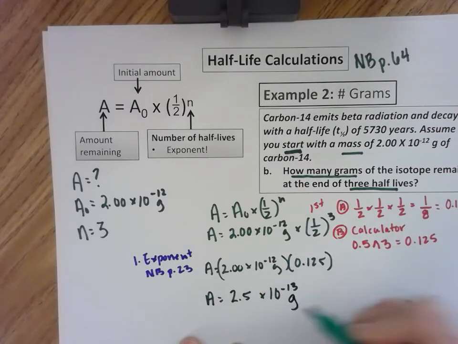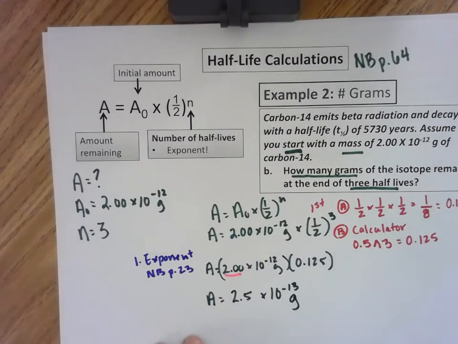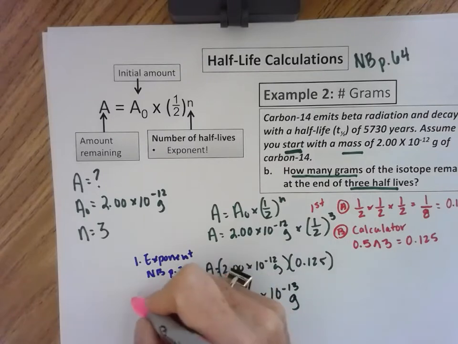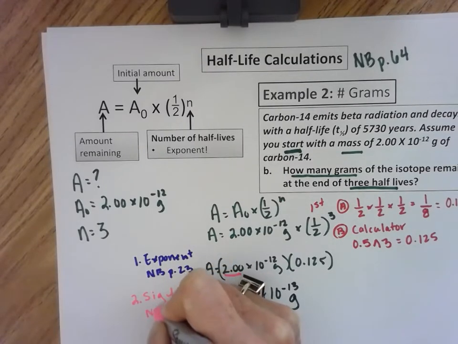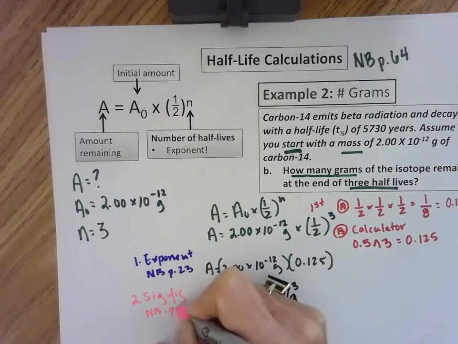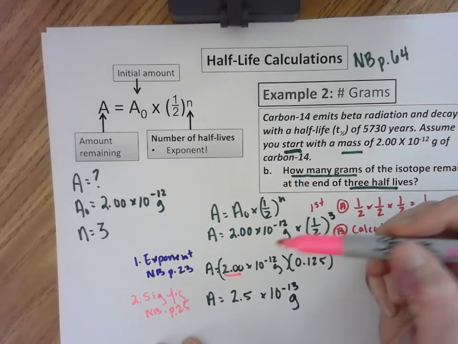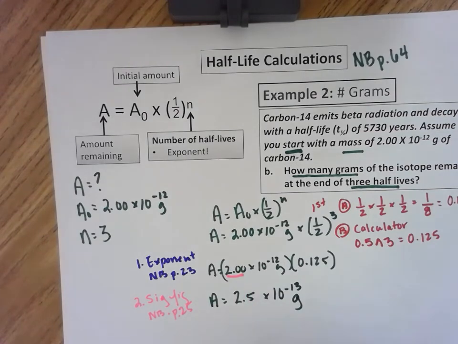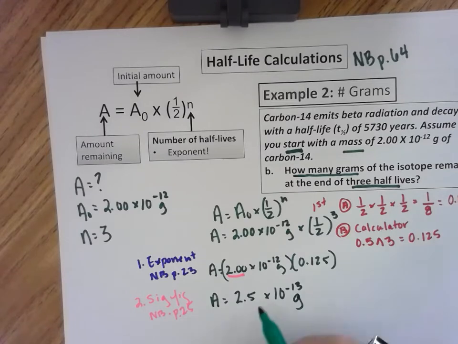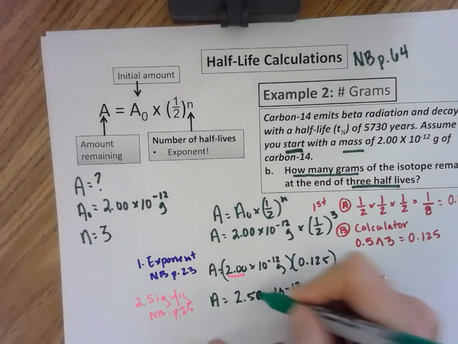This number right here is our significant figures. And if you need to review sig fig rules, notebook, page 25. This is a trailing zero situation. Therefore, everything counts here, and there's 3 significant digits. 2 and both zeros count. My calculator gives me 2.5. I have to know to add in this 0 so that I'm reporting 3 significant figures.